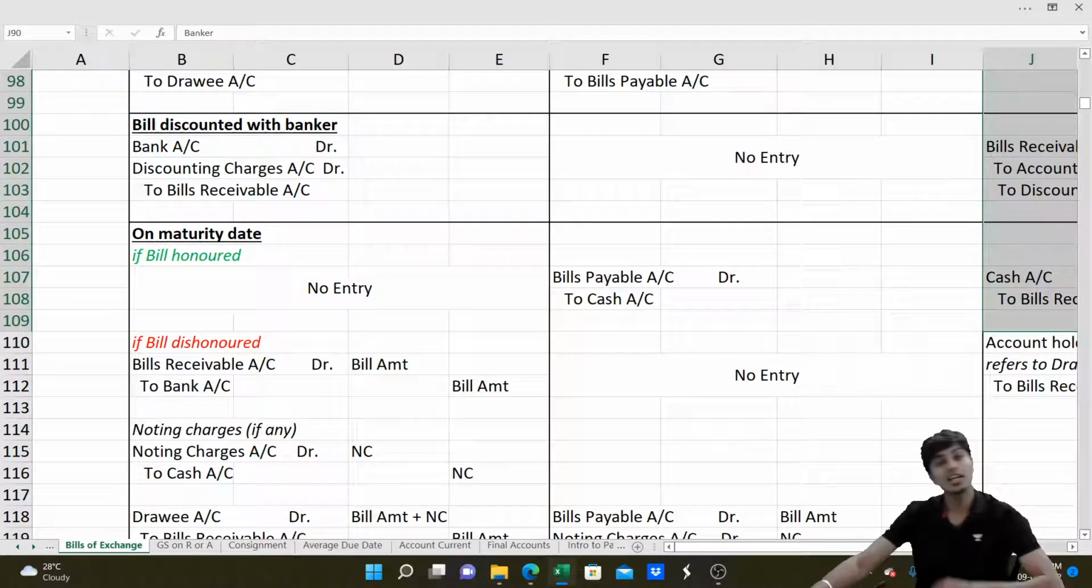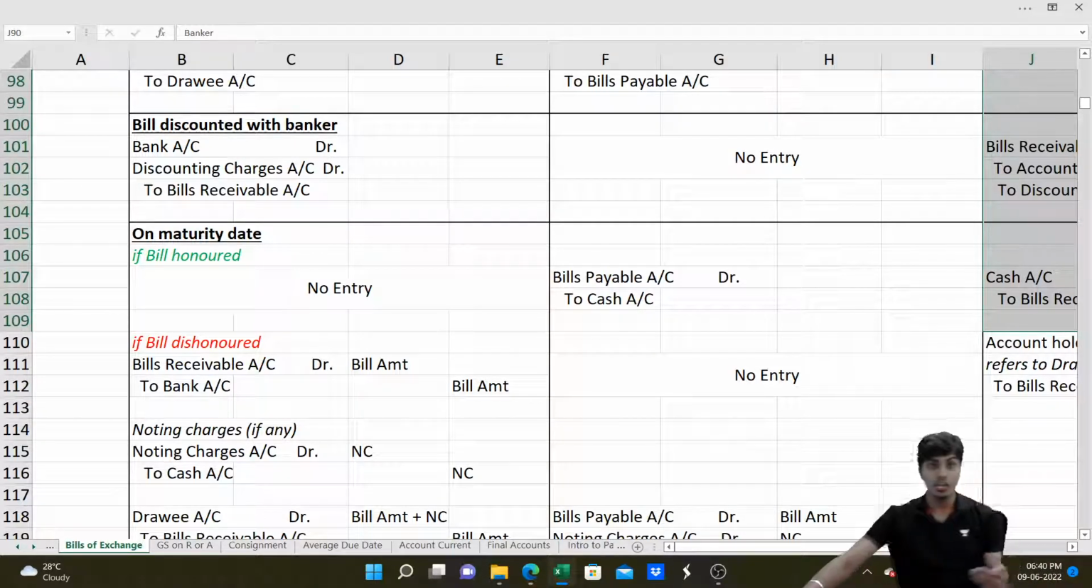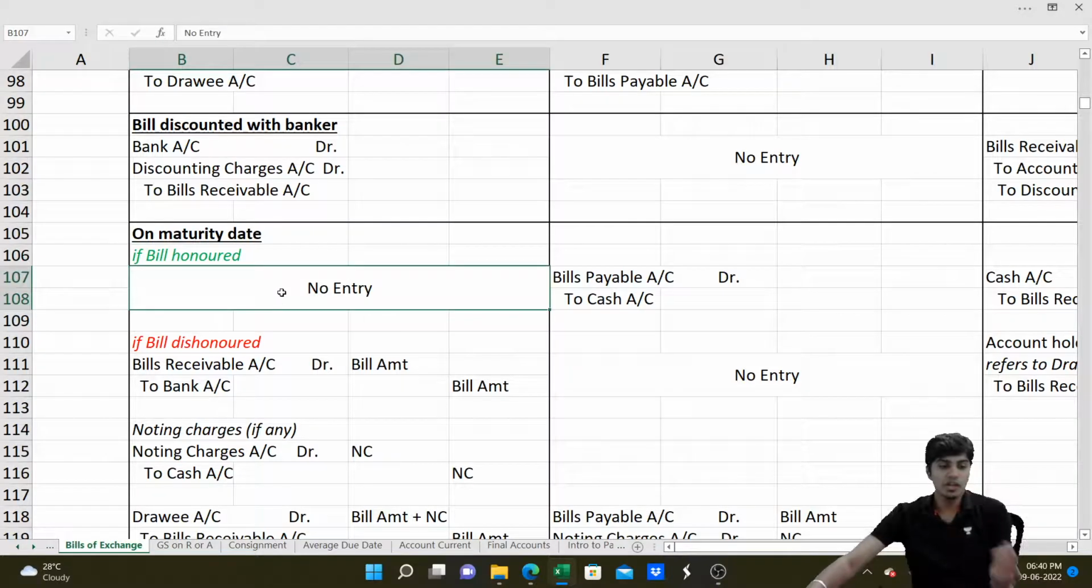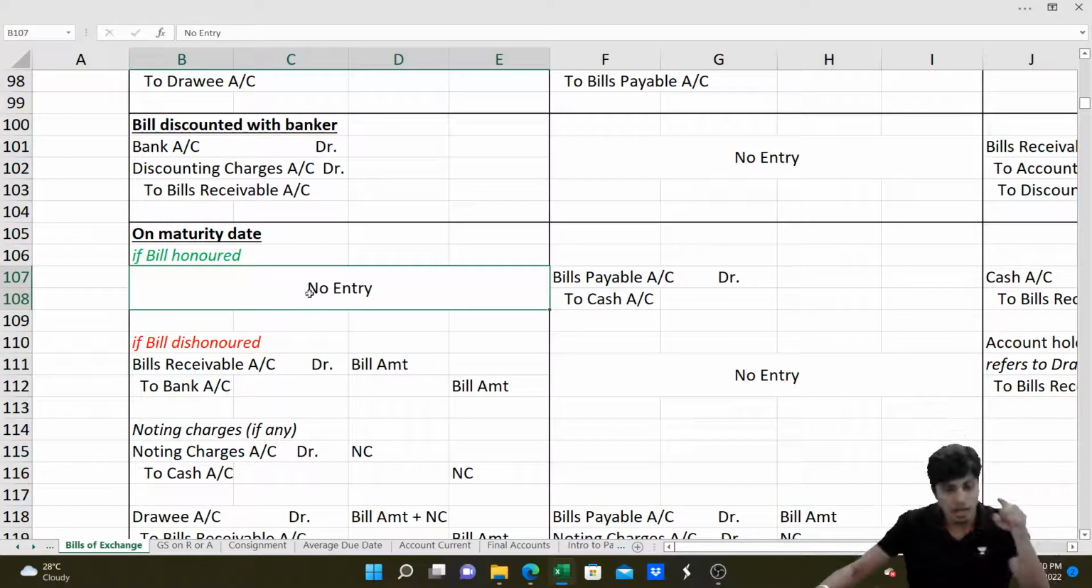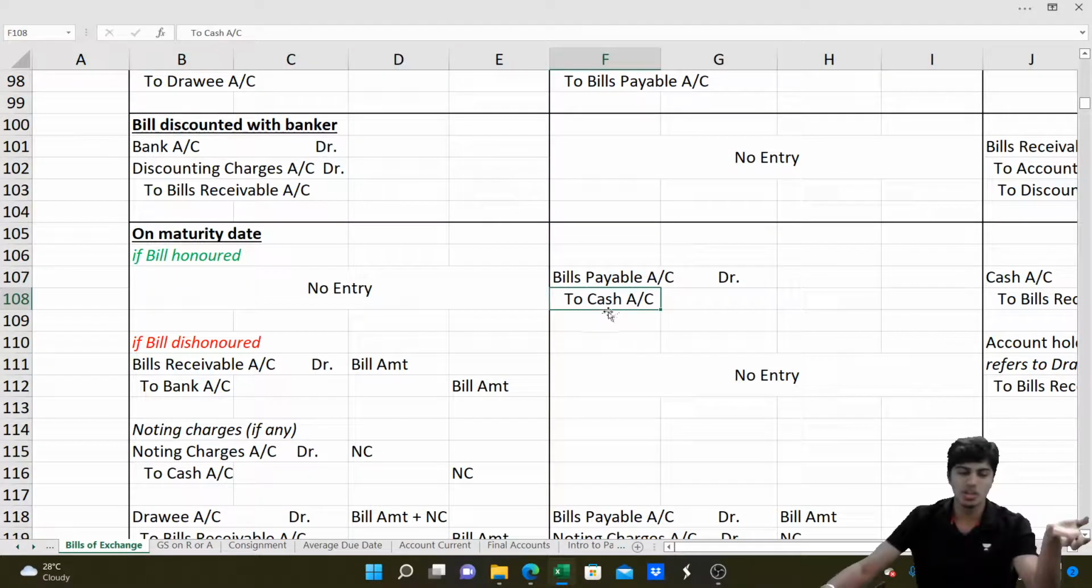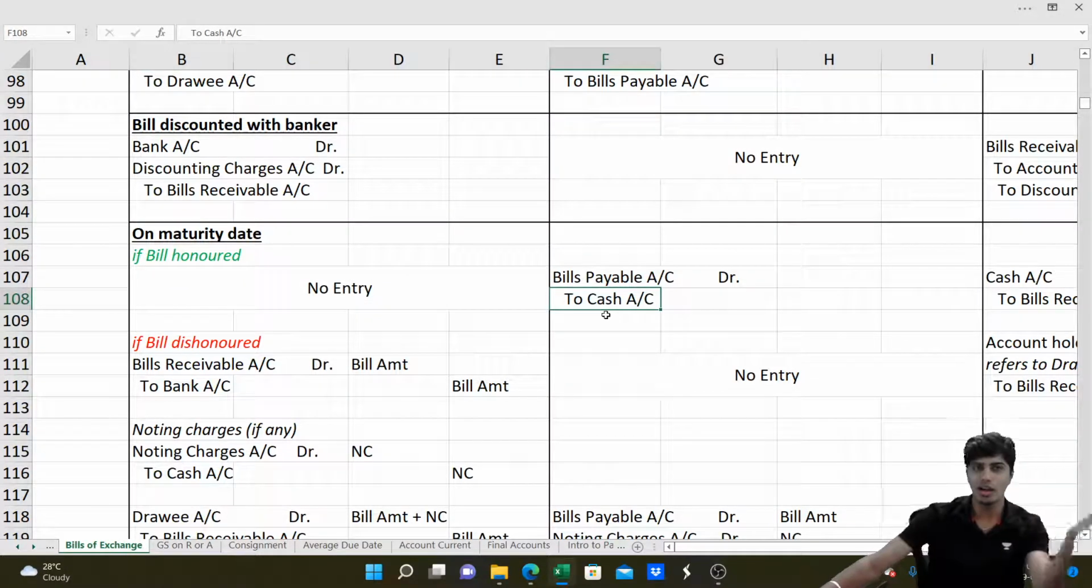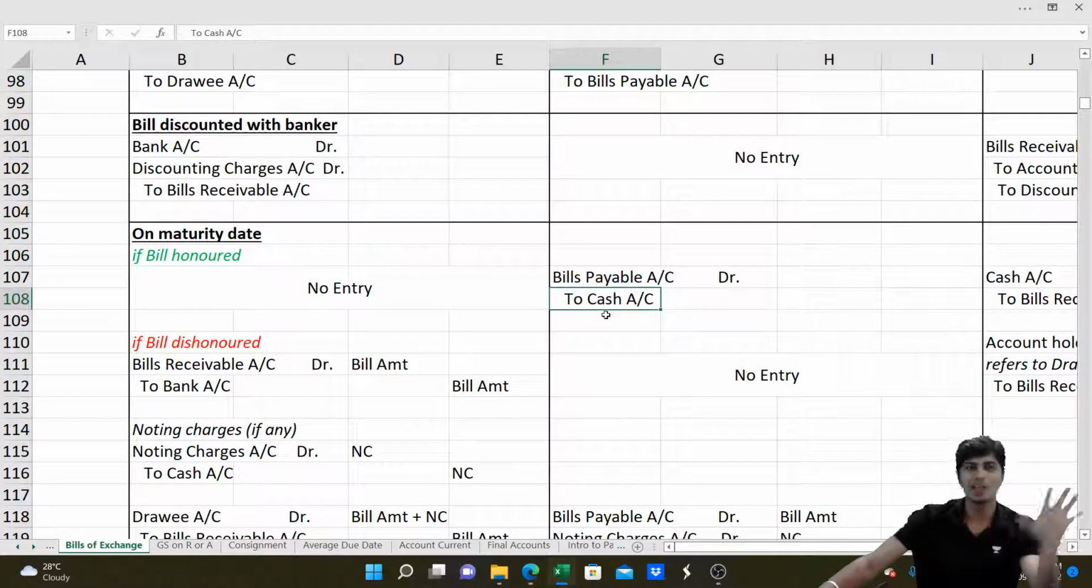If the banker collects the money from the drawee and the drawee honors the bill, we write no entry. Why? The banker has collected money from the drawee, who has paid money to the banker. I am the drawer, I am not involved. However, the drawee will write the entry bills payable to cash. To him, it doesn't matter whether it is banker or drawer. He paid the bill, he tore the bill over.